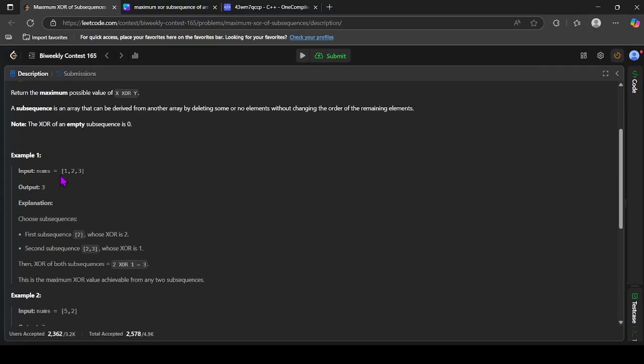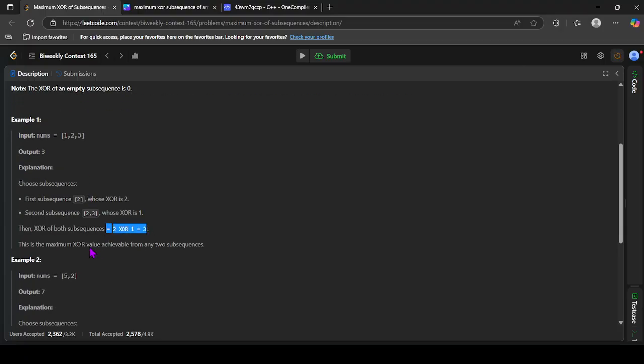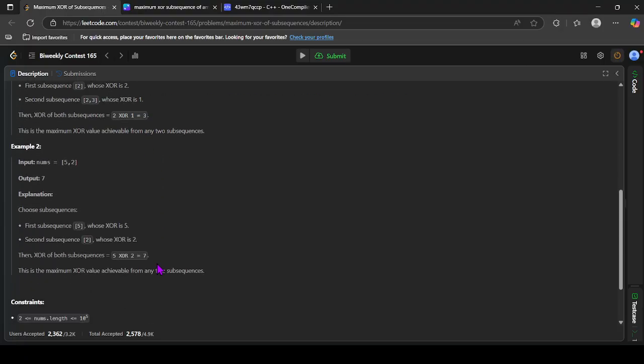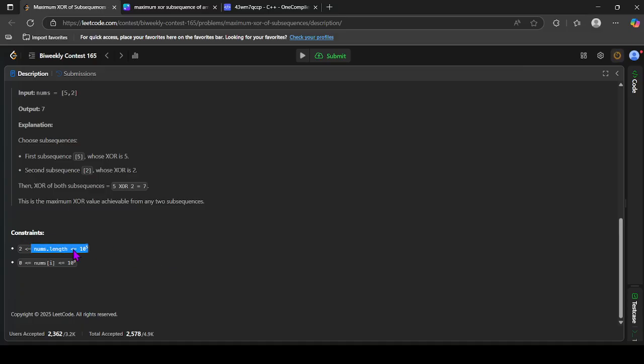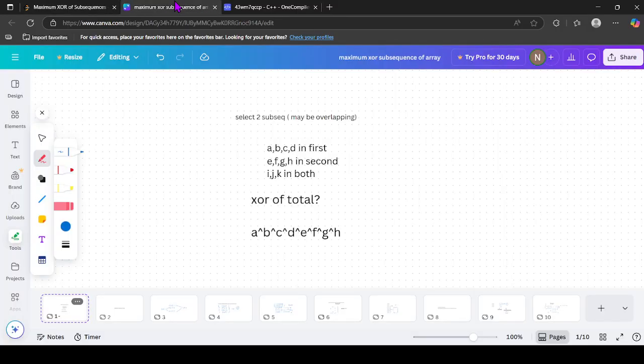For example, if the array is 1, 2, 3, we can simply select 2 and 2, 3, and we can XOR all those to get the value of 3, which is highest. So we have to return 3. In this way, we have to find the maximum answer. The constraints are n is up to 185 and the values are up to 199.